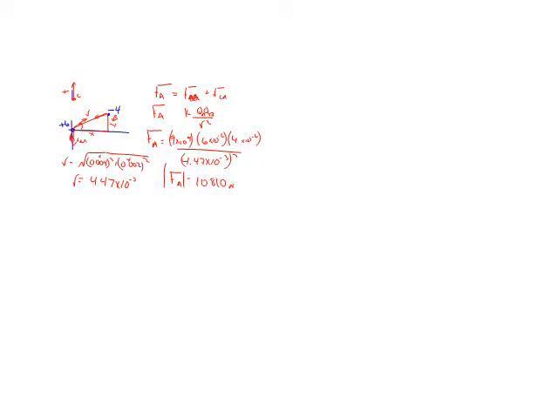So let's do that real quick. We'll do sine, which is opposite over hypotenuse. So theta equals sine inverse of r_y, which is 0.002, over our r, which is 4.47 times 10 to the negative 3. I got 26.6 degrees. Done.